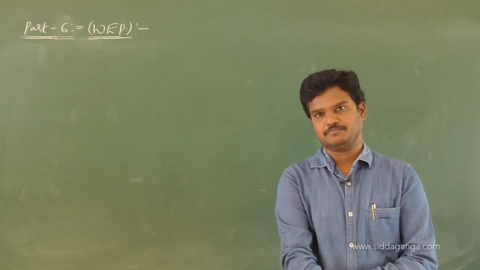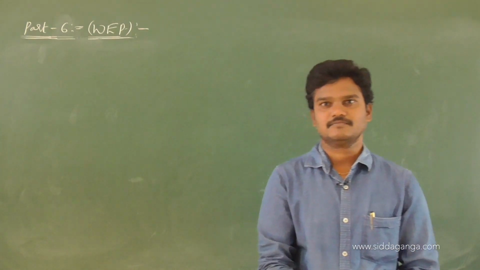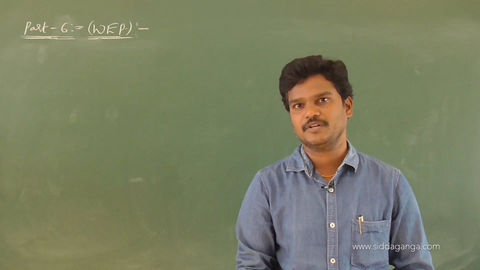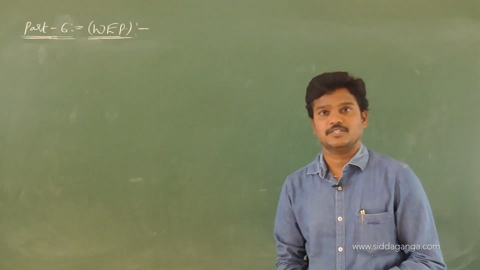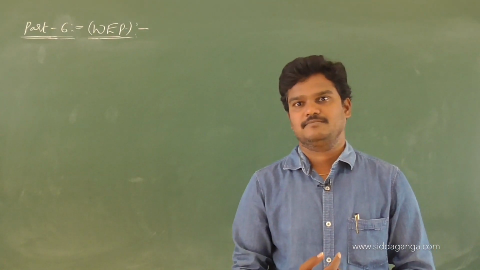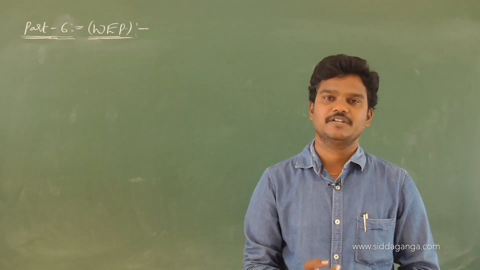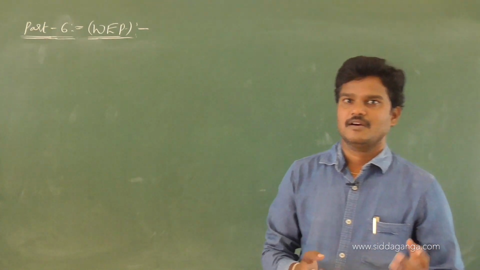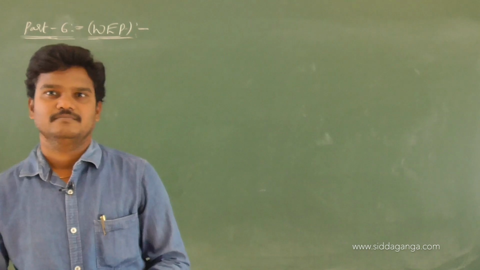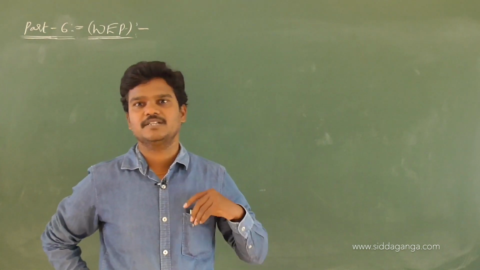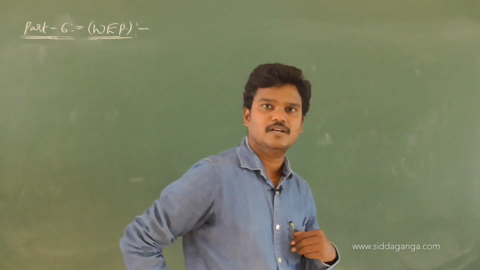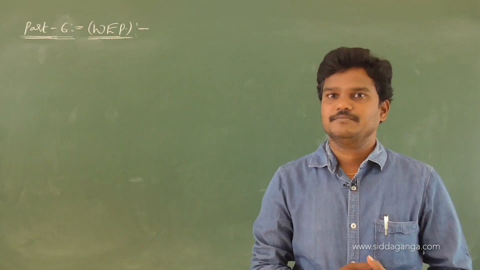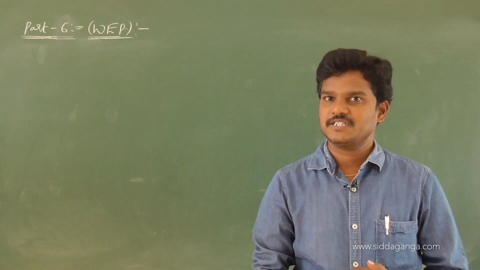and non-conservative force. What are conservative forces? If the total work done by the force is 0 in a closed path, then the force is said to be conservative force. The examples for conservative force are gravitational force, electrostatic force, and spring force. And we know non-conservative force. If the work done by a force is not equal to 0, then the force is said to be non-conservative force. Examples we gave are frictional force and viscous force.